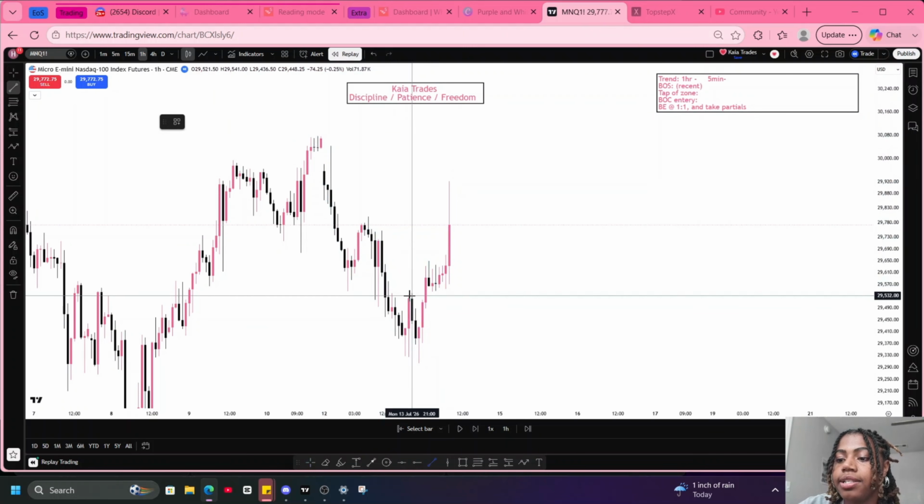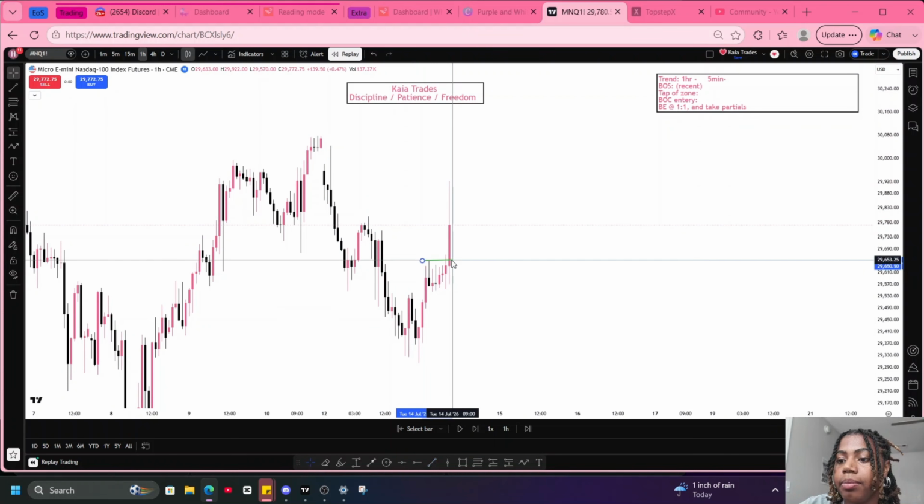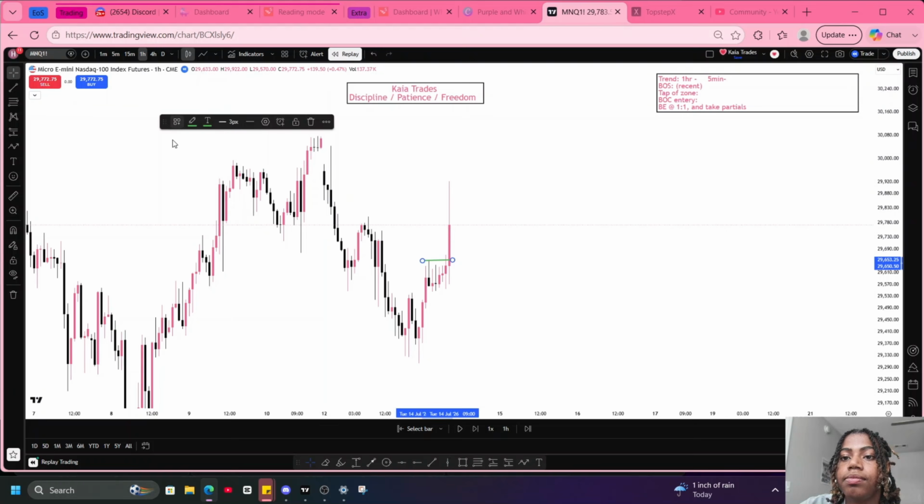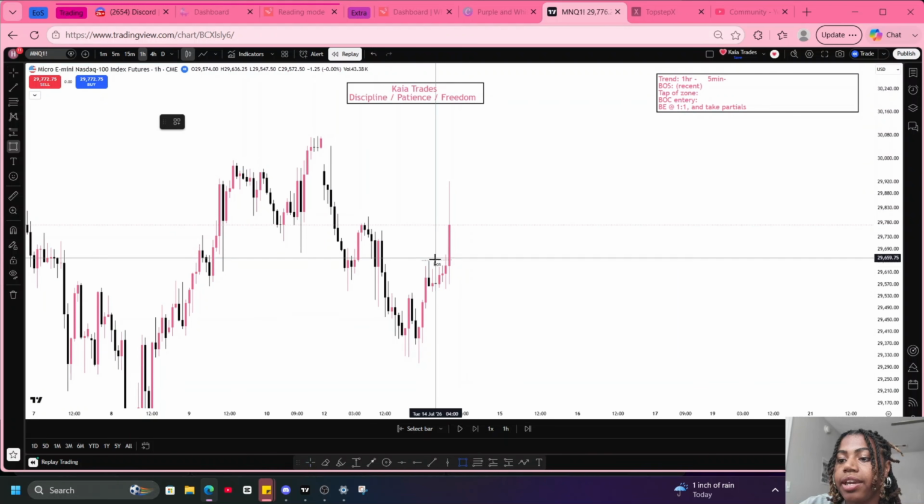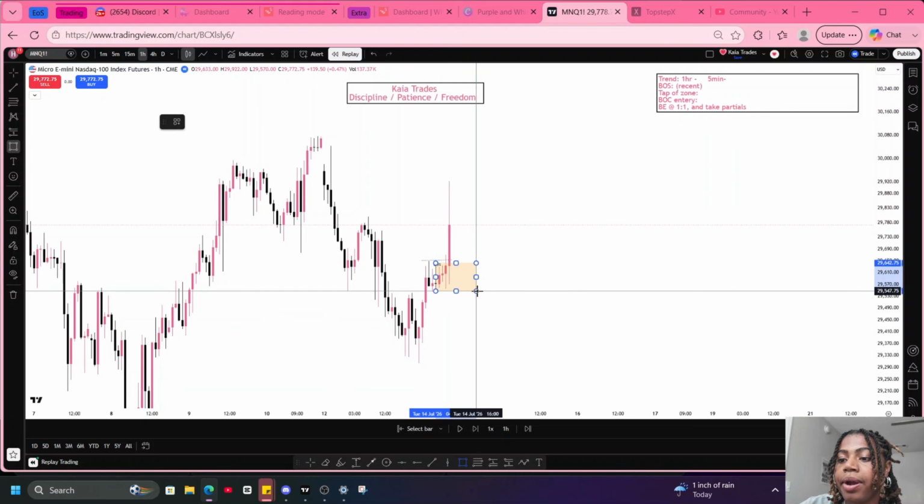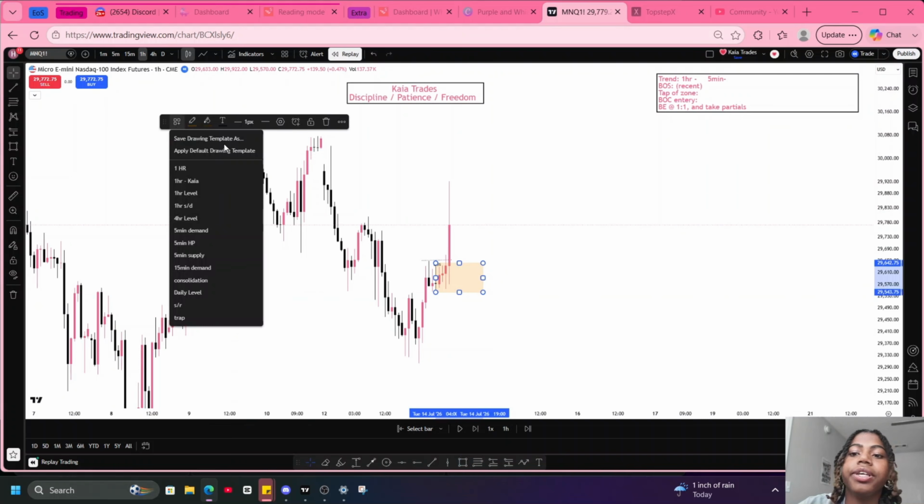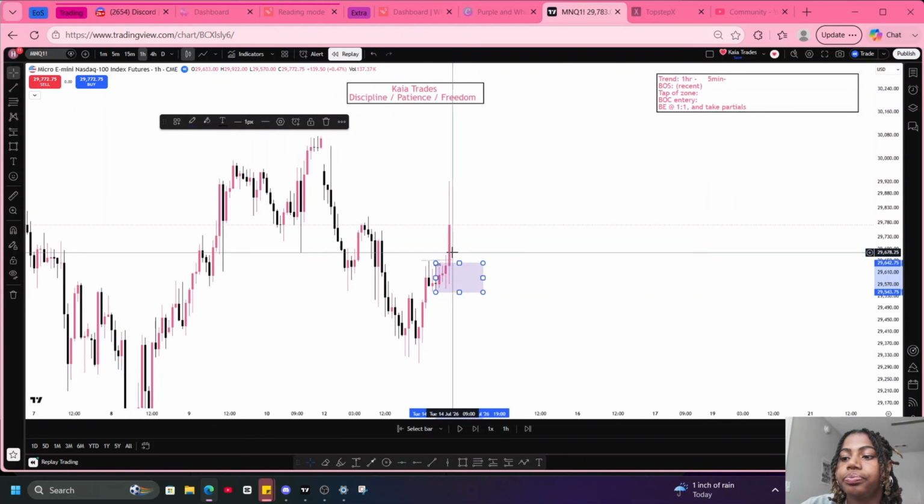I'm going to show you guys my break of structure. Clear as day right here. Price came and broke this high, which gave us a 1 hour low. I like my 1 hours purple, you guys. It's just easier for my eyes to see.